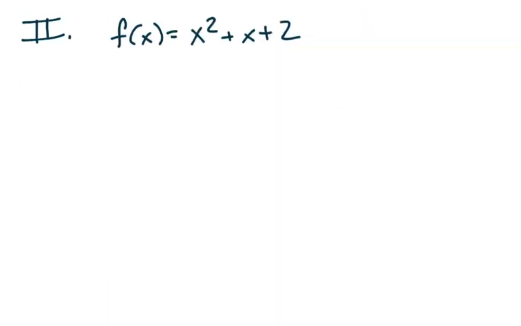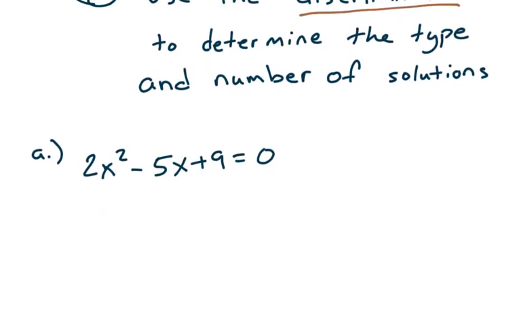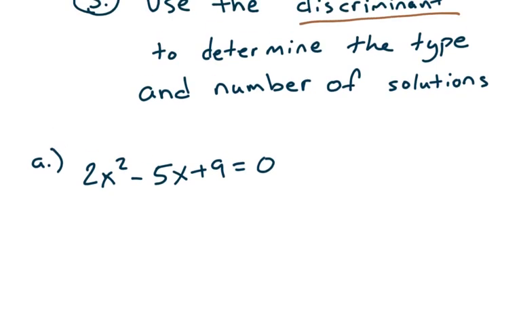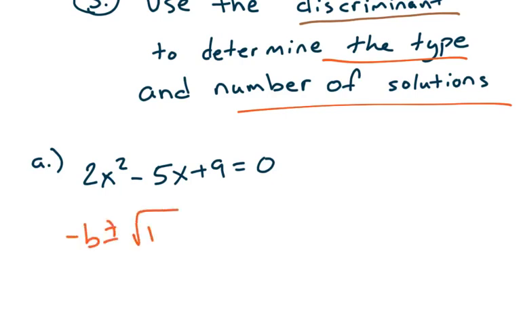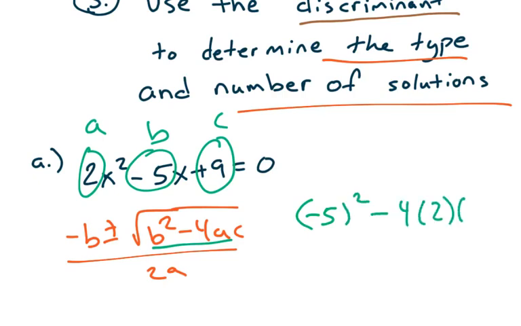So let's go back to the problem. It says use the discriminant to determine the type and the number of solutions. So the quadratic formula is negative b plus or minus square root b squared minus 4ac all over 2a. I only care about b squared minus 4ac, so b is negative 5, a is 2, and c is 9. So let's plug that in. We have negative 5 squared minus 4, a is 2, c is 9.